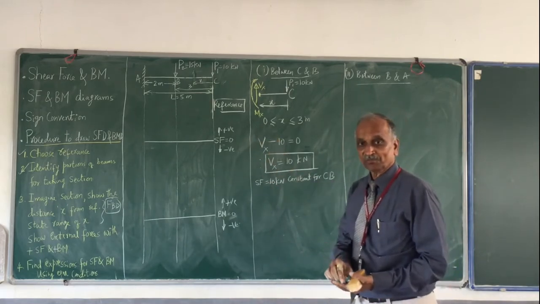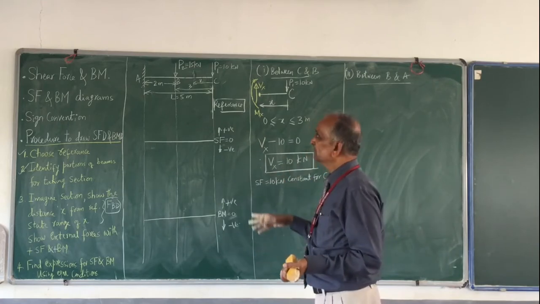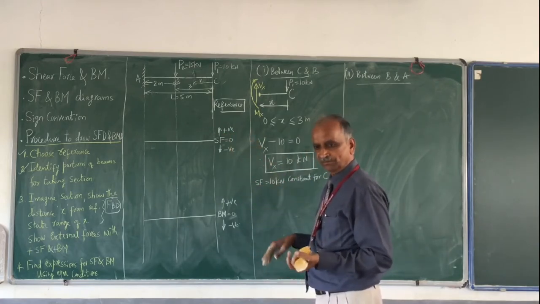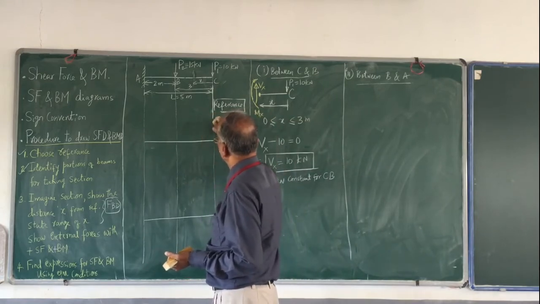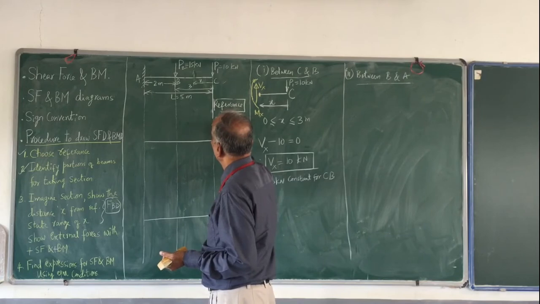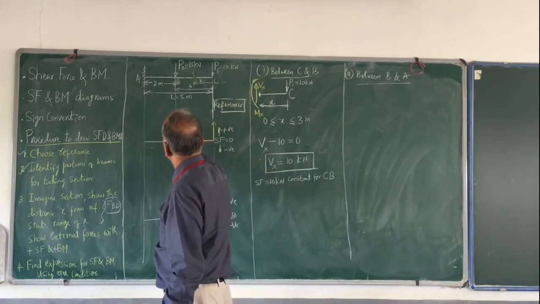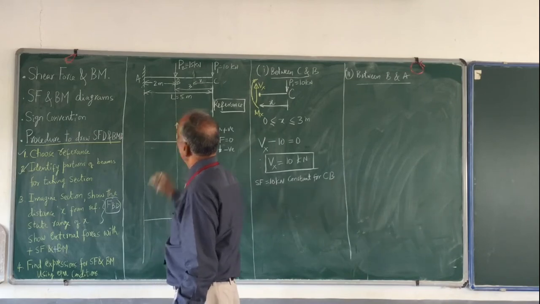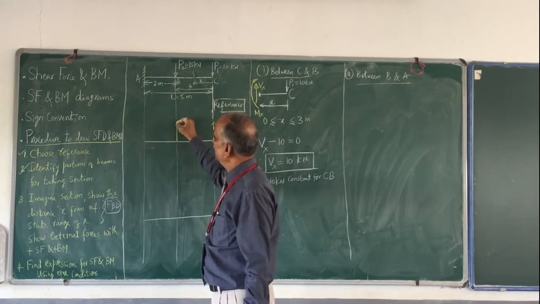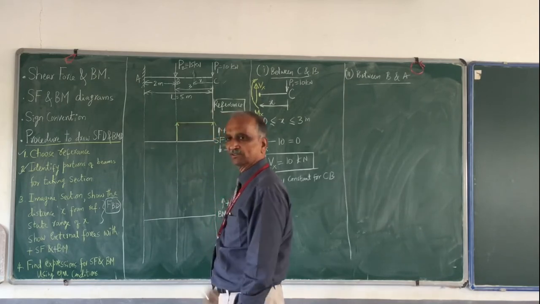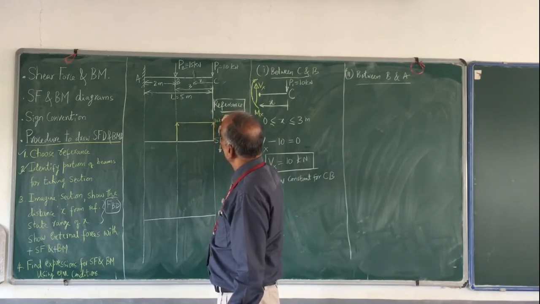Let me complete it now. The shear force at C, how much? It is 10 kilonewton. The shear force at B is also 10 kilonewton. It is upwards positive, so I have 10 kilonewton positive. How much is the shear force at any other point in between? It is 10 kilonewton. Therefore I shall represent it like this, and write here that it is 10 kilonewton.